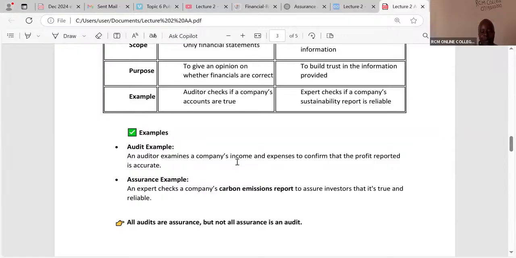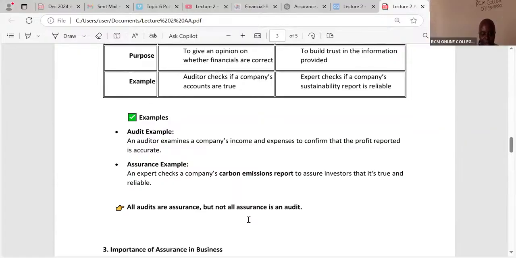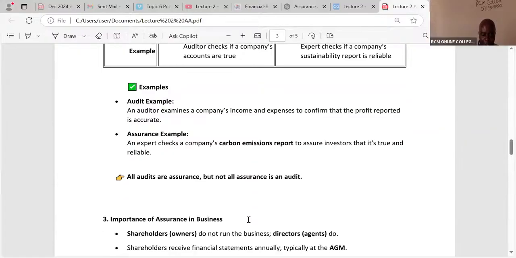Assurance now can be about anything. Like an expert checks a company's carbon emissions report to give confidence to investors that it is true and reliable. So all audits are assurance, but not all assurances are audits. We'll understand this even more as we progress.